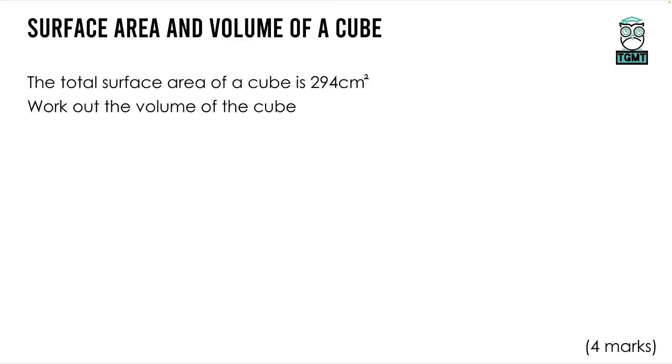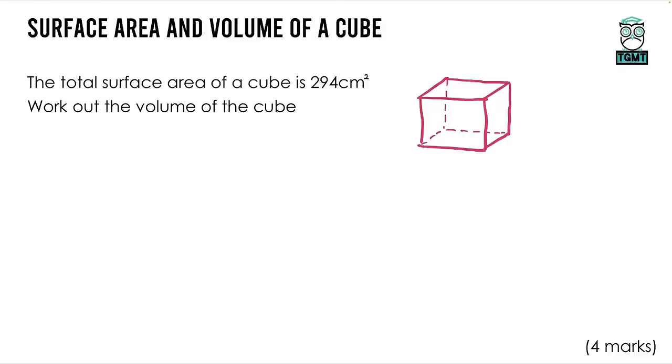Work out the volume of the cube. Now when we are looking at surface area, it can help just to have a visual representation of a cube so we can actually imagine what this looks like. It says the surface area is 294, and that includes all of the surfaces of a cube. We might not be able to see a cube when it's drawn this way, but if you think about a dice, for example, there are 6 surfaces to this cube.